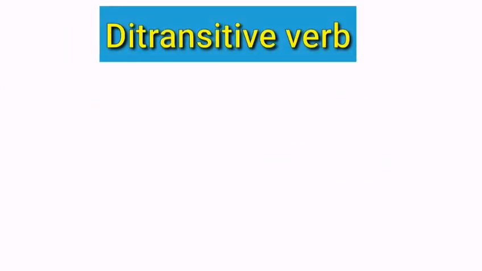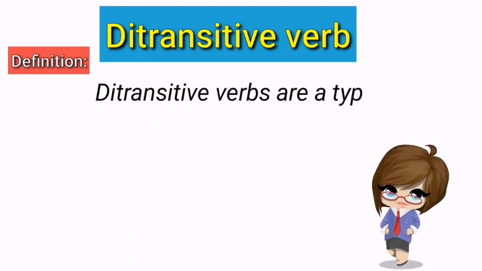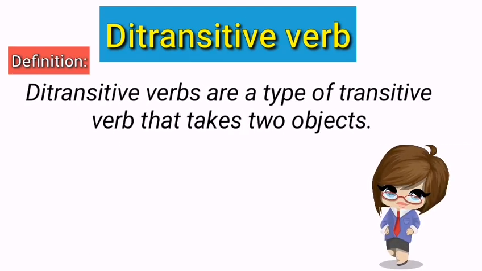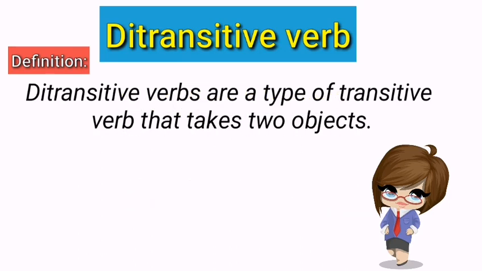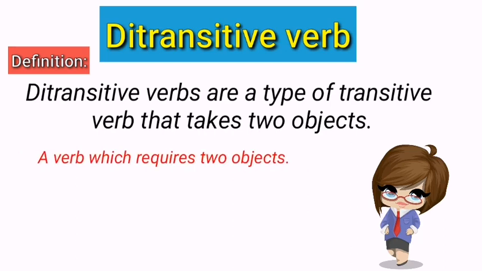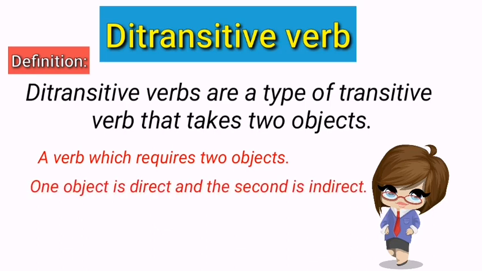A ditransitive verb can be defined as: ditransitive verbs are a type of transitive verb that takes two objects. What does it mean? Simply, it means that a ditransitive verb is nothing but a verb that requires two objects to make complete sense. In simple words, you can say that the first object is the direct object, which receives the action of the verb. The second object is the indirect object, which indicates the person or thing to whom or for whom the action is done.